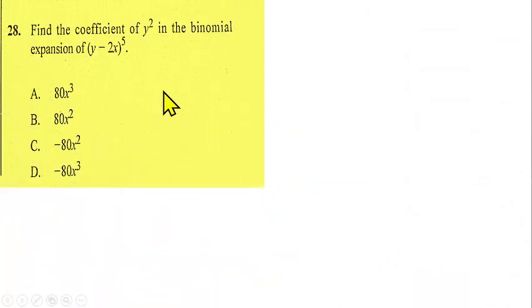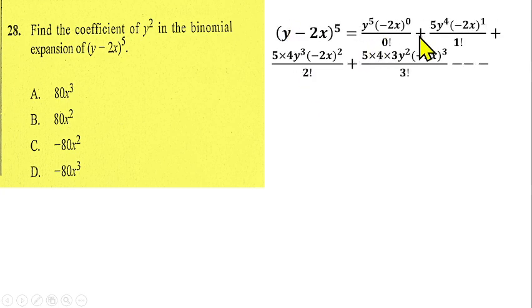Question number 28 is from the binomial expansion. We have to find the coefficient of y squared in the binomial expansion of y minus 2x raised to the power 5. So the first thing to do is to expand this and get the coefficient of y raised to the power 2. And if you do that expansion, you don't need to do it to the end. So you can just stop at where you're going to get y raised to the power 2, which is this one. So how do you expand this?